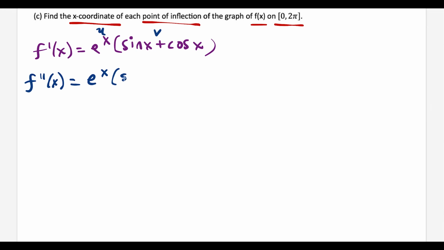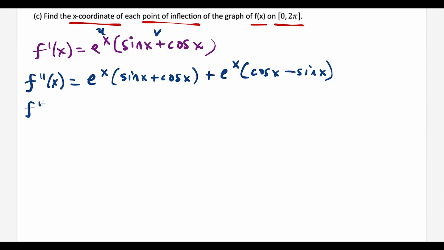So we have e to the x times sine x plus cosine x. But now to complete the product rule, we're going to have plus u, which is e to the x, times v prime, which is going to be cosine x minus sine x. And now just algebra, we have to factor this out. So we have f double prime of x equals e to the x times sine x plus cosine x, and then the second binomial, plus cosine x minus sine x.